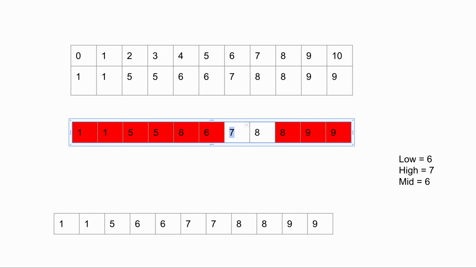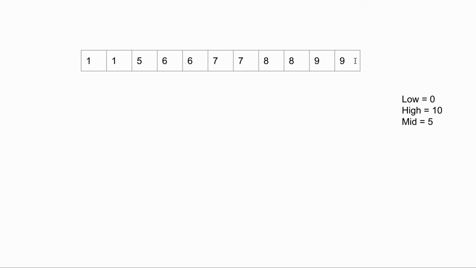I will again take you through a similar example, but this time the answer is in the first half of the array. Okay, so what we will be doing? Let me just do the same thing. Low will be 0, high will be 10, mid will be equal to 5. So we will be going to this particular element: 0, 1, 2, 3, 4, 5.